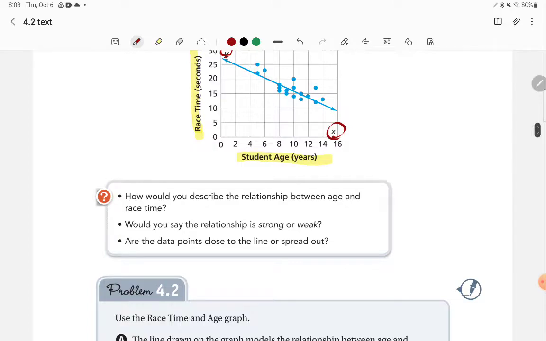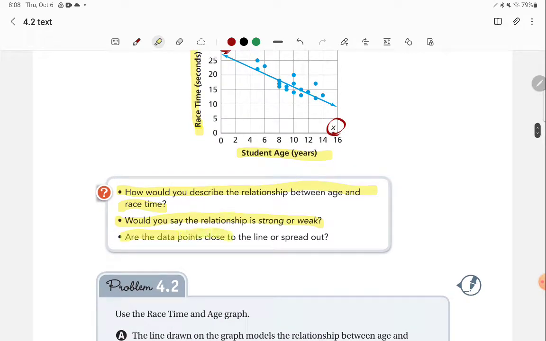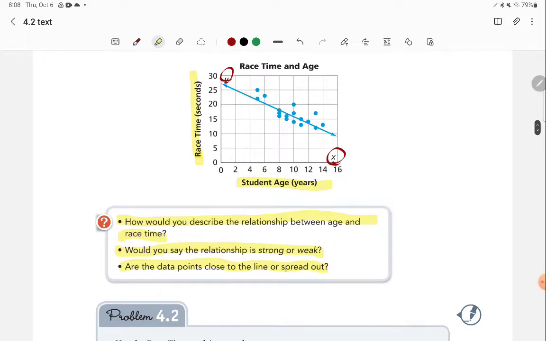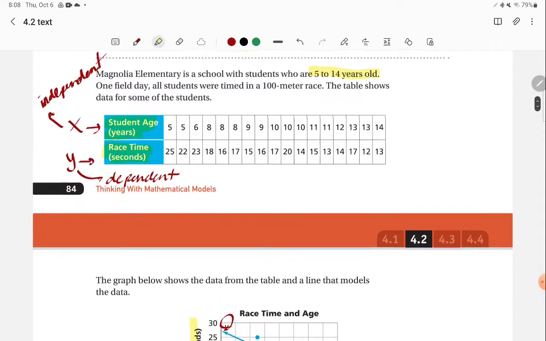Big questions that we're going to try to answer. How would you describe the relationship between age and race time? Would you say the relationship is strong or weak? And then are the data points close to the line or are they spread out? We can answer those kind of right now, but those are the three questions we're going to explore in this story about the field day at Magnolia Elementary.